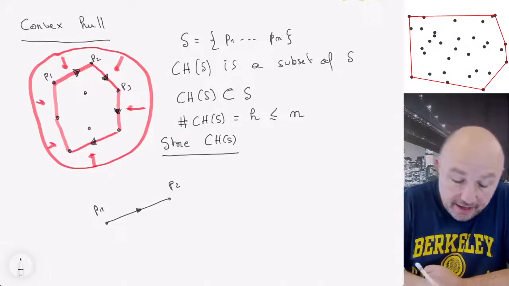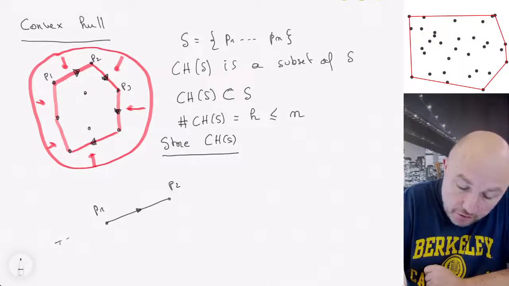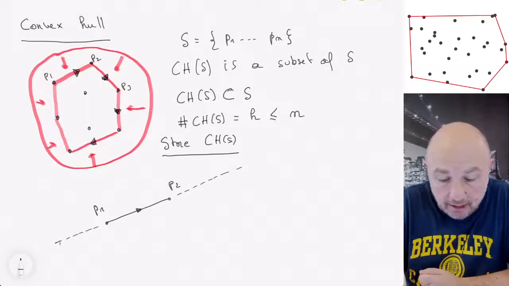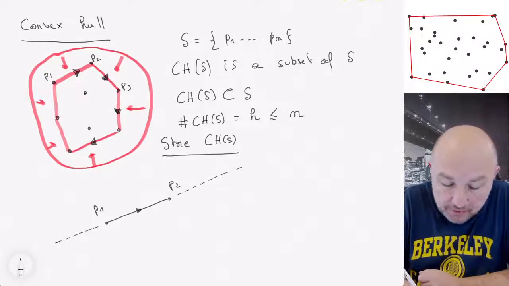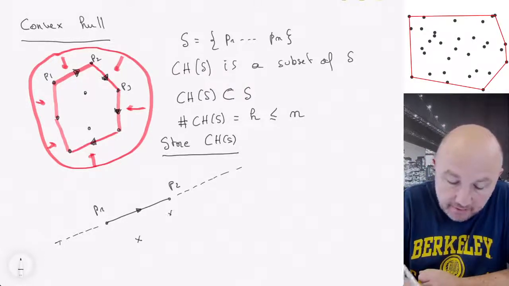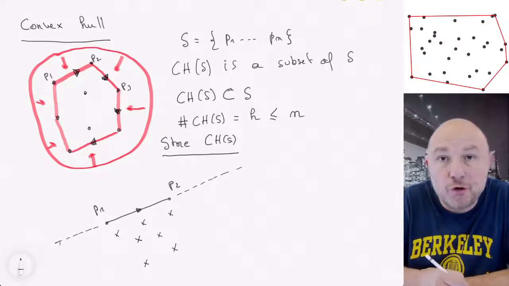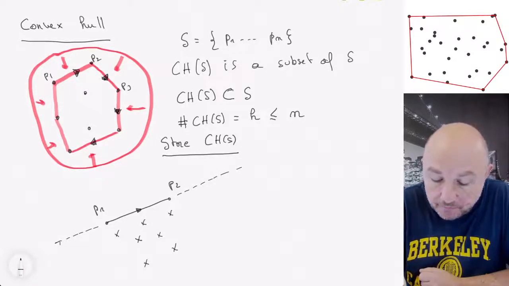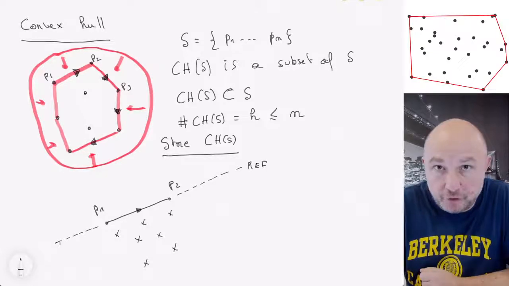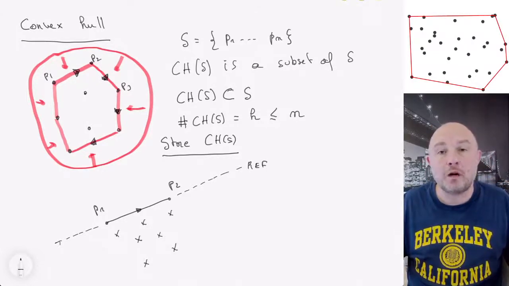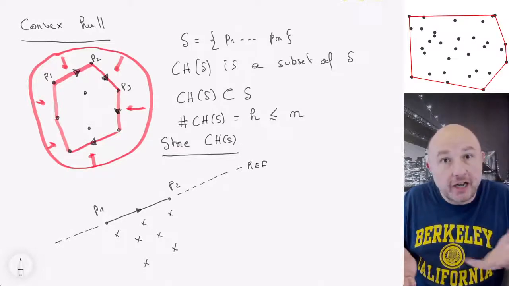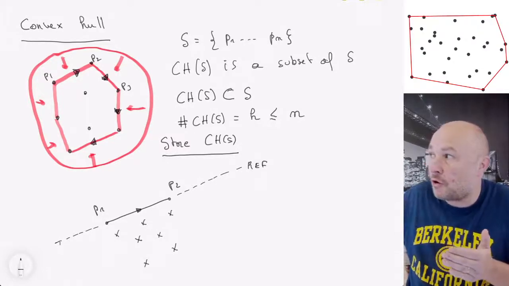So what is very important to look at? If I look at P1 P2 as a reference line, all other points of the set are going to be on the right of the reference line P1, P2. What does it mean on the right? Imagine that you are walking on this line and you look at all the other points, they are all on your right.